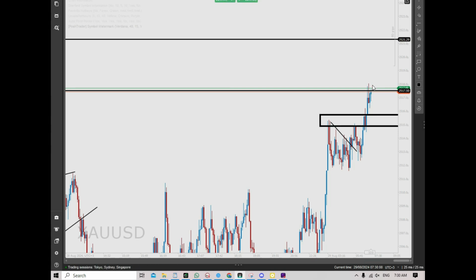Otherwise, I'll just let it continue here because I don't like jumping right here, even though it's a potential entry. We'll see how this plays out, but I'm expecting market to go up again to the next take profit zone.